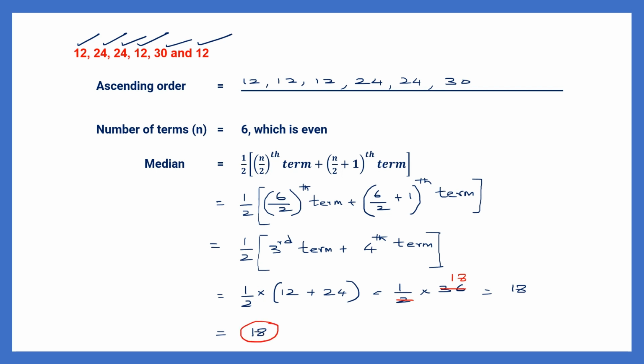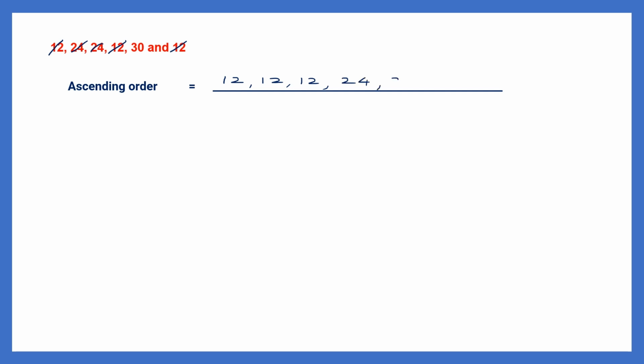So we finished finding the mean and the median. Now let's find the mode. Now to find the mode, again we have to arrange it in ascending order. So let's arrange these numbers. So we have 1, 2 and 3 12s. Then we have 2 24s. And then we have a 30.